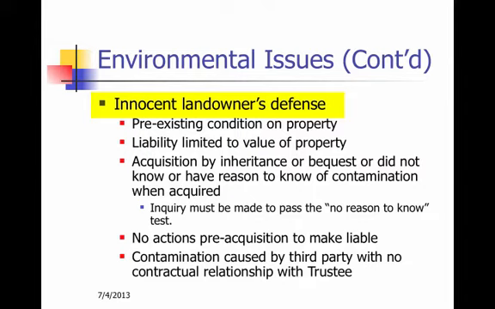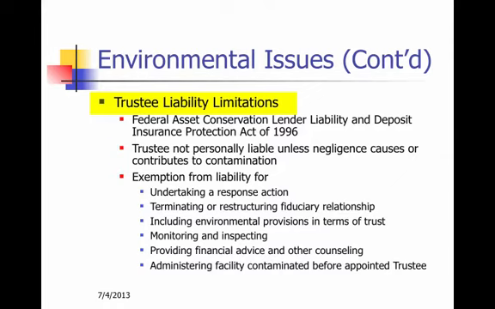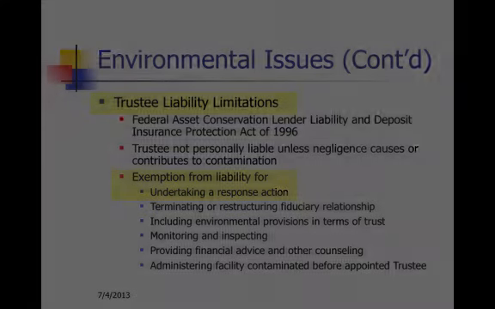The defense will apply if the polluting condition already existed when the property was received by inheritance or bequest, or if the trustee had no reason to know that the condition existed, the trustee did not contribute to the condition before receiving the property in a manner that would otherwise make the trustee liable, and the contamination was caused by a third party with no contractual relationship to the trustee. In that case, a trustee can count on the liability being limited to the value of the trust estate unless the trustee's own actions contribute to the contamination, and the trustee will not be held personally responsible if the trustee takes appropriate action to remediate.